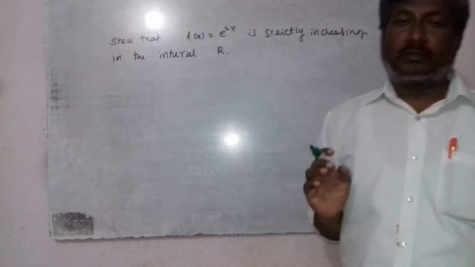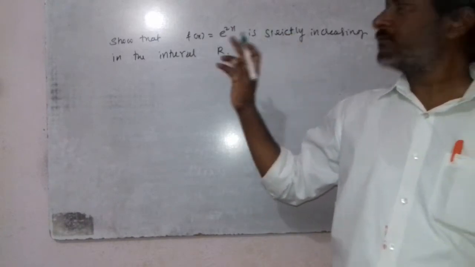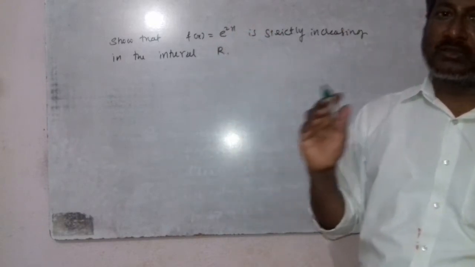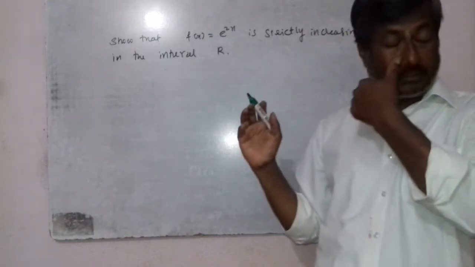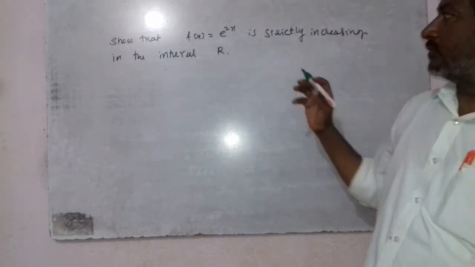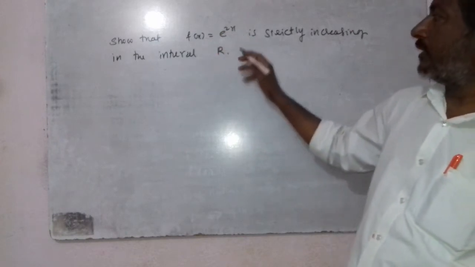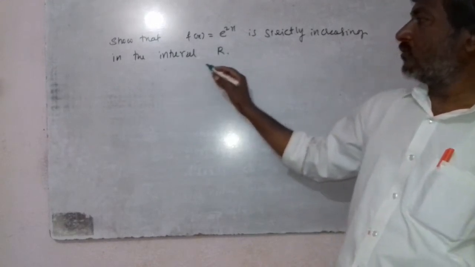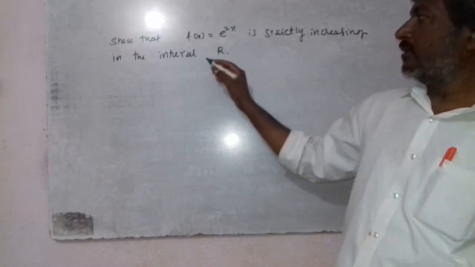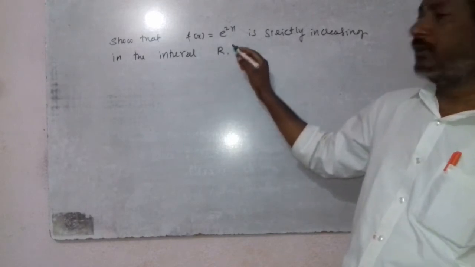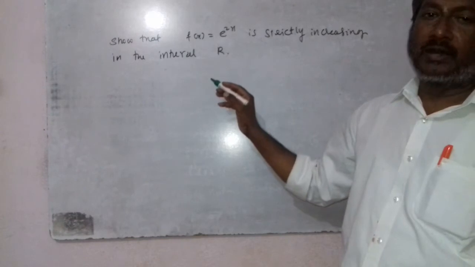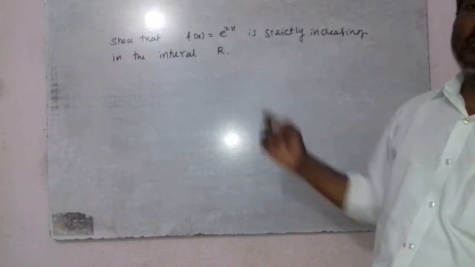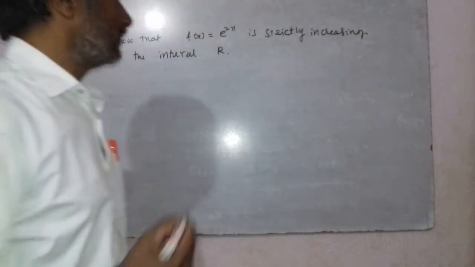While discussing exponential functions, I have already discussed that the exponential function e raised to x is always increasing. E raised to x and log x are always increasing functions. So therefore here also we have to show that this one is strictly increasing in the interval R. That means we have to show that f dash x is positive in R plus and in R minus. If both are true, then naturally we can say that e raised to 2x is an increasing function. So let us solve this one.